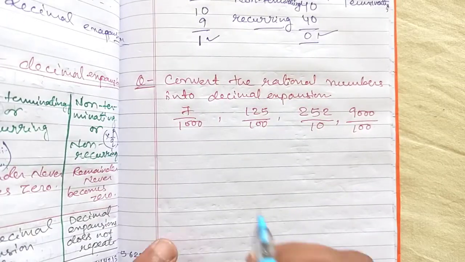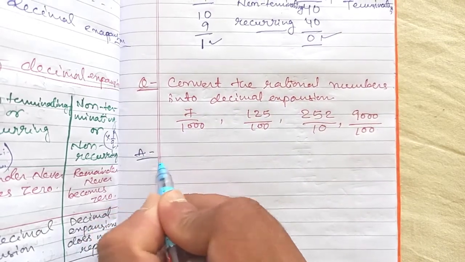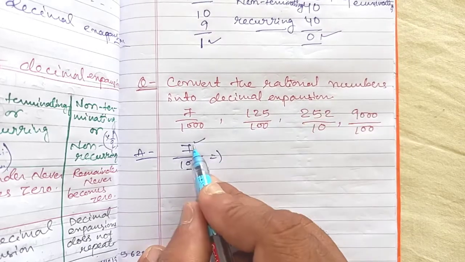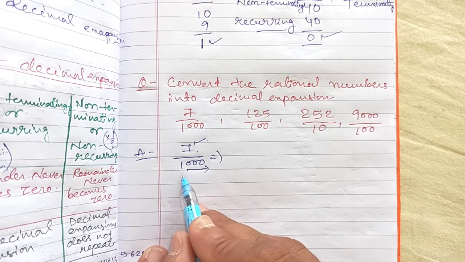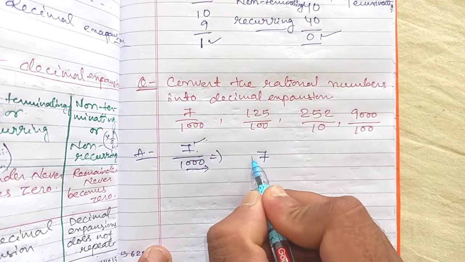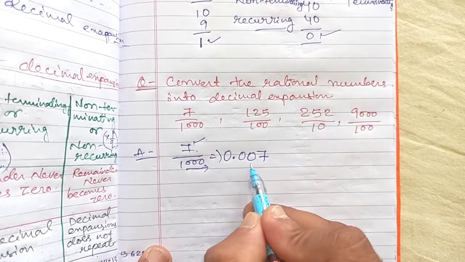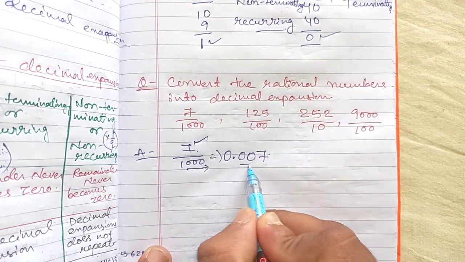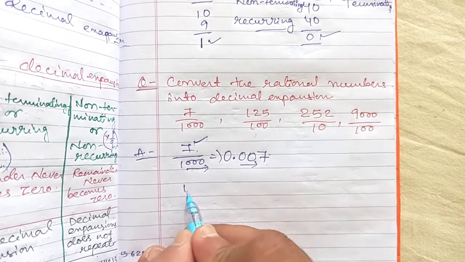One more example, here it is given, convert the rational numbers into decimal expansions. Okay, these are the rational numbers we have to convert into decimal form. Here 7 is given in the numerator, only one digit, and here 3 zeros are there with 1. So after the decimal 3 numbers we should write. So I will write 7, 0, 0, with a decimal: 0.007. Okay, because after the decimal 3 digits are there, we have only one digit, that is 7, and two more digits are 0. Okay, in this way you can write the decimal expansions.